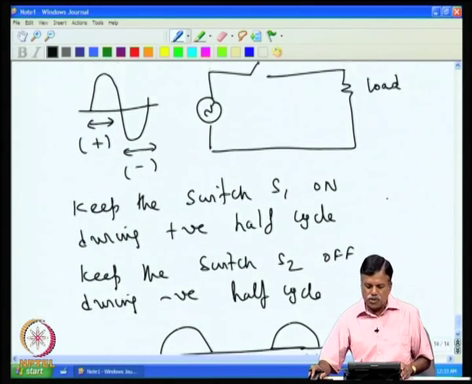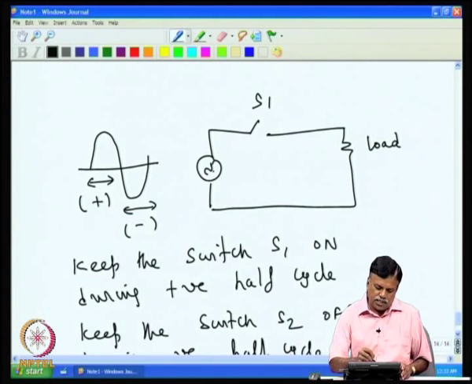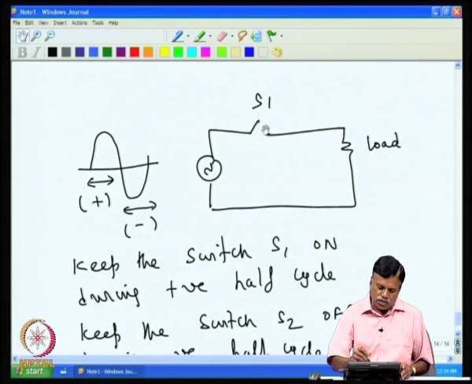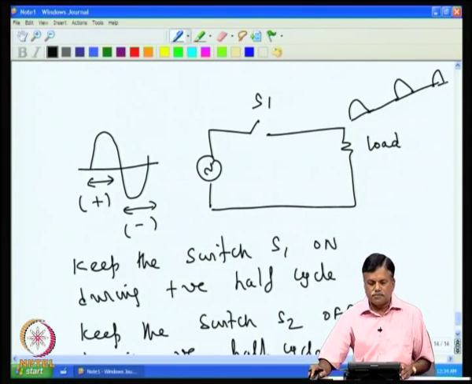Assume this is an ideal switch. Then I will switch it on only when the signal is positive, and when the signal is negative, I switch it off. So I will get only the positive half cycles at this point. You will get only the positive half cycles at this point.